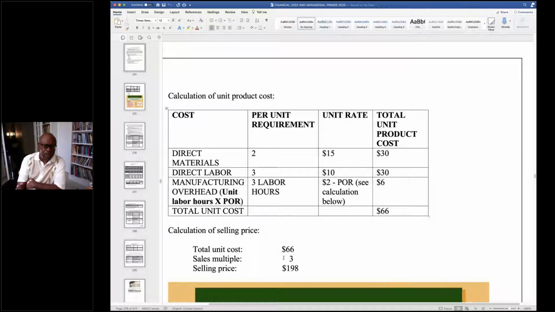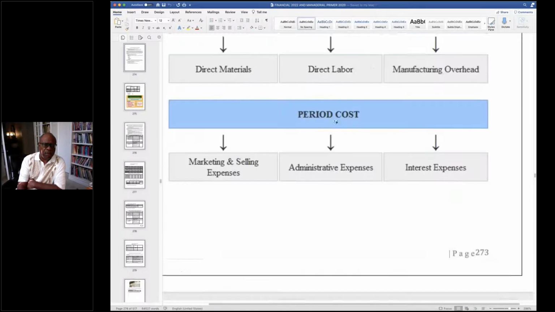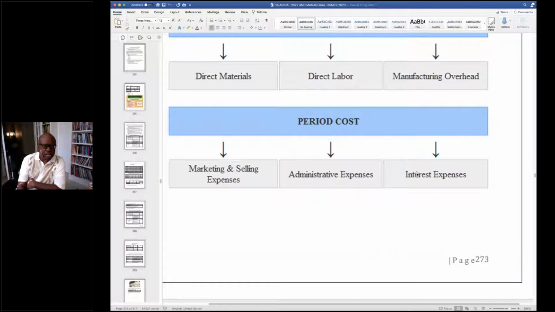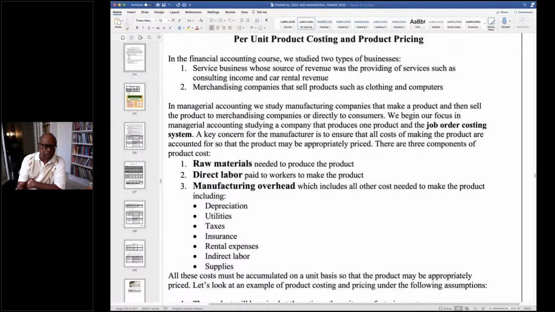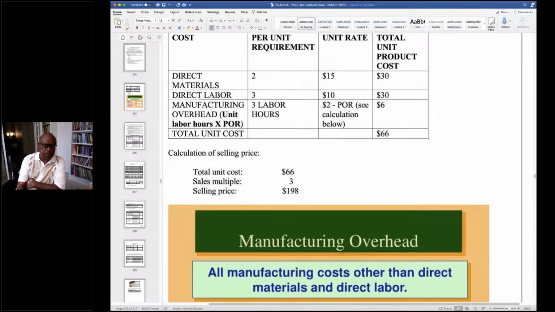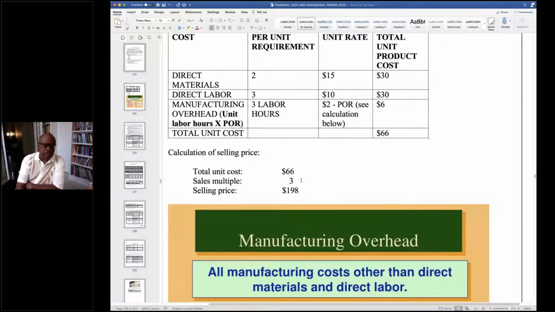Why is the selling price multiple 3 as opposed to 1? Well, you've got to pay the period costs. You've got to pay these costs and make a profit to pay dividends to the owners. And so your selling price multiple cannot be 1 because you would simply cover the manufacturing costs. So it has to be higher than 1, and it has to cover the administrative and selling expenses, dividends, retaining a profit.